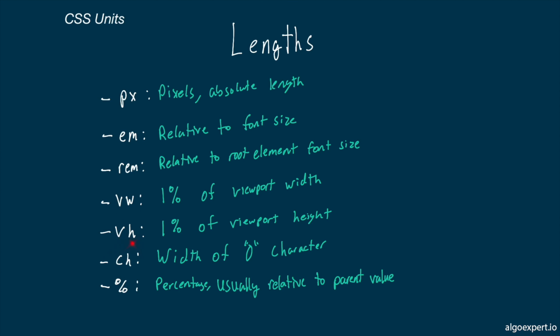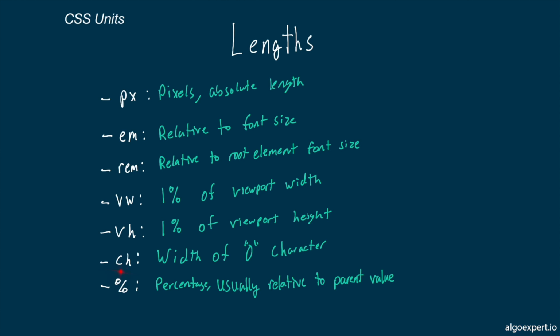VW and VH stand for viewport width and viewport height. So as the name suggests, they are relative to the size of the viewport. For example, 1 VW is equal to 1% of the width of the viewport, 50 VW is 50% of the width of the viewport, and so on and so forth.